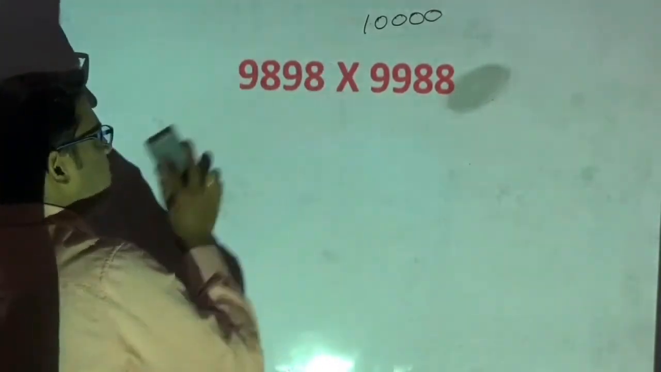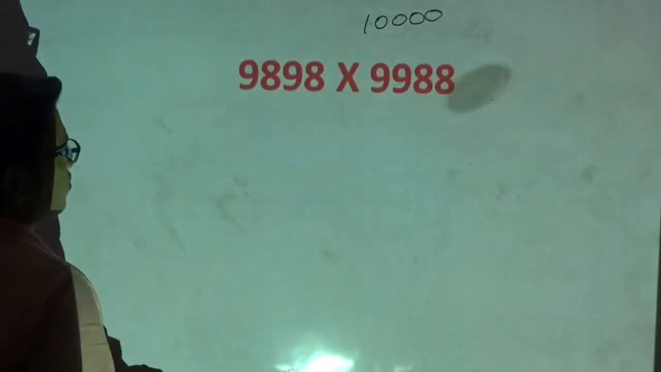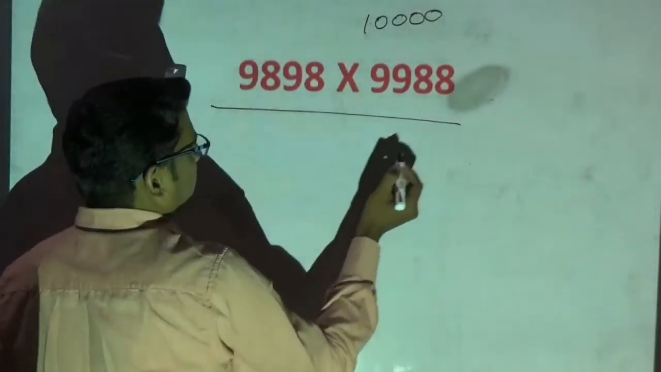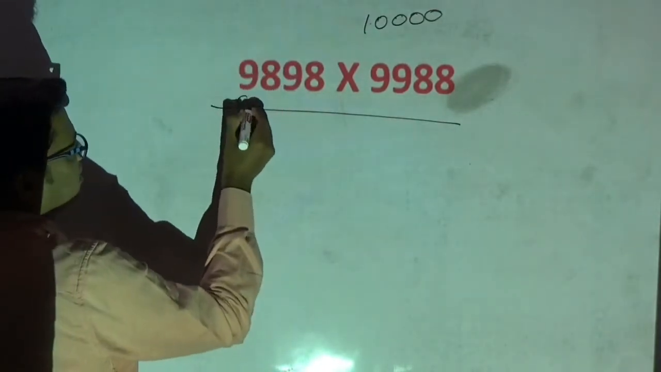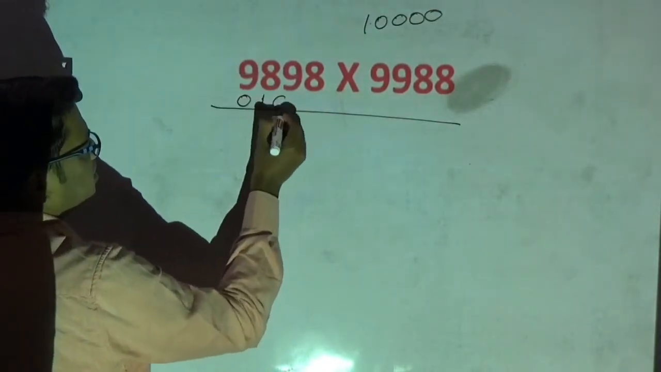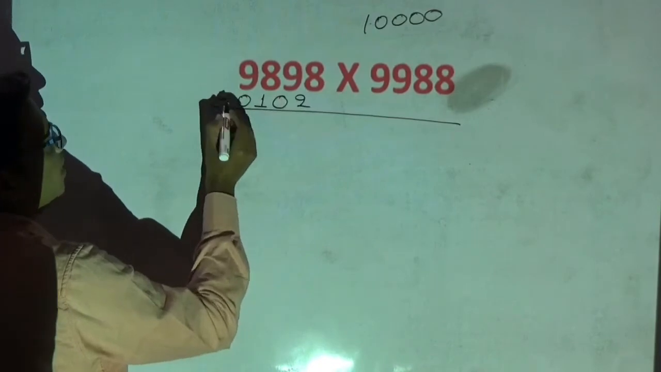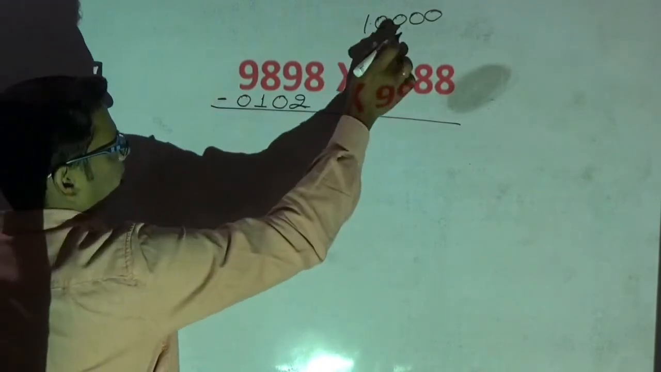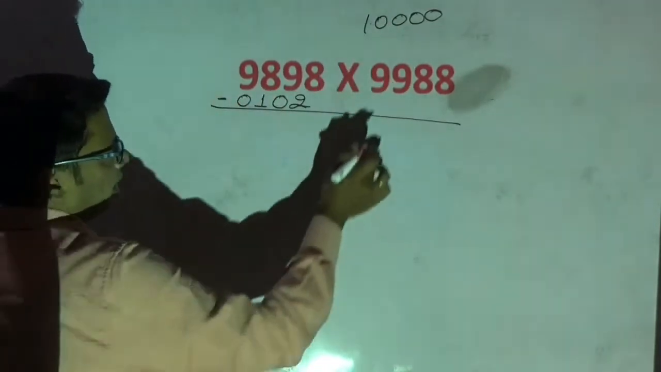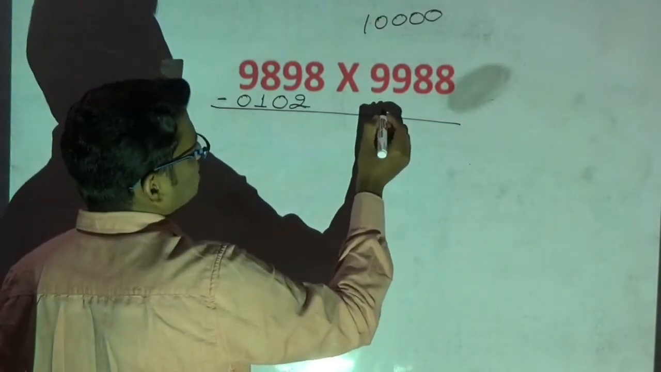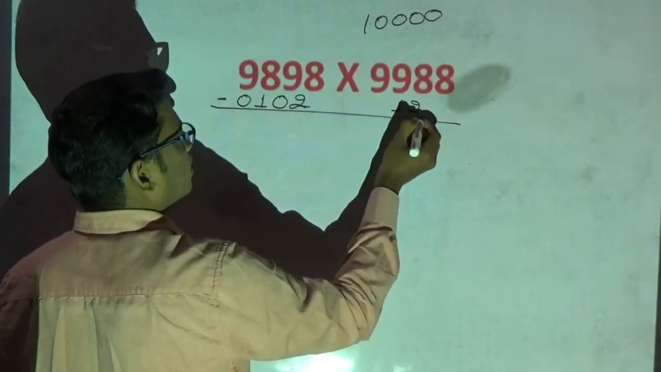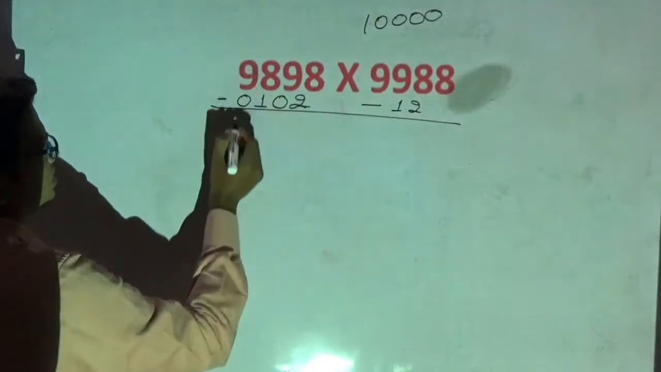Here again the same base, that is 10,000. Now we'll apply how much below it is. This is 0, this is 1, this is 0, this is 2. This is below by 102. Okay, compared to our base, this is below by 102. Now how much this is below? This is below by 12. Then you can do cross subtraction.